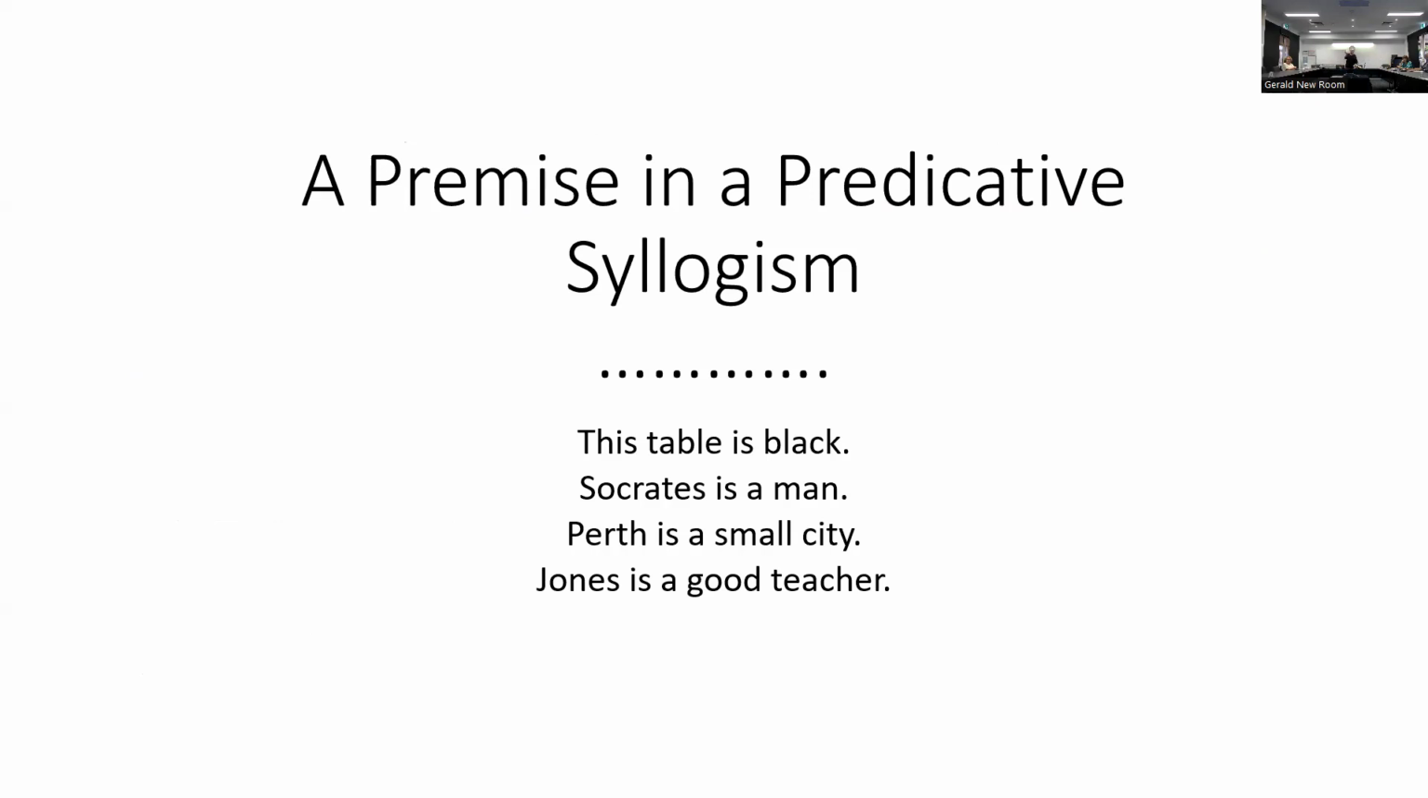The only thing you know in a predicative syllogism is this table is black. Socrates is a man. Perth is a small city. True, false?